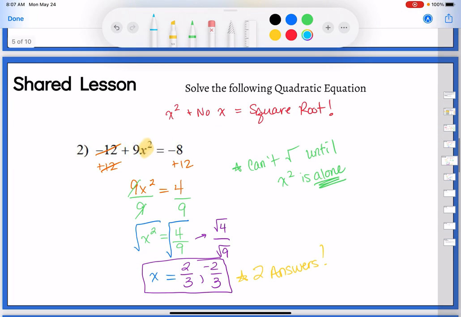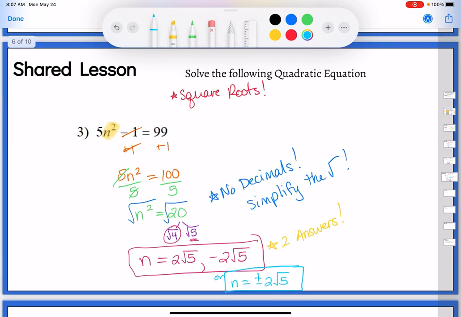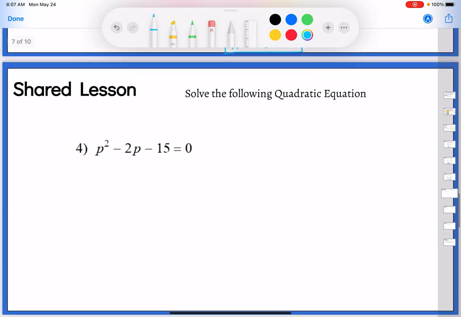Perfect square, we talked about a fraction that's going to happen this year, and we talked about our non-perfect squares. Just simplify those radicals. Don't ever give a decimal, okay? All right, now let's look at our next one here.